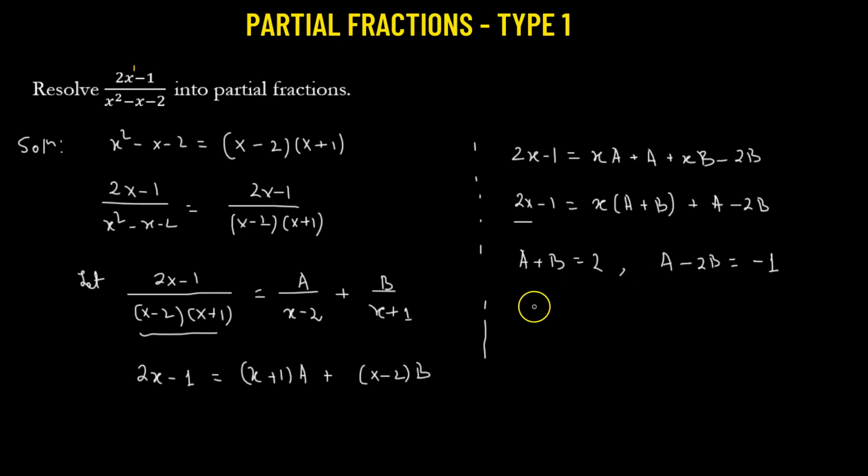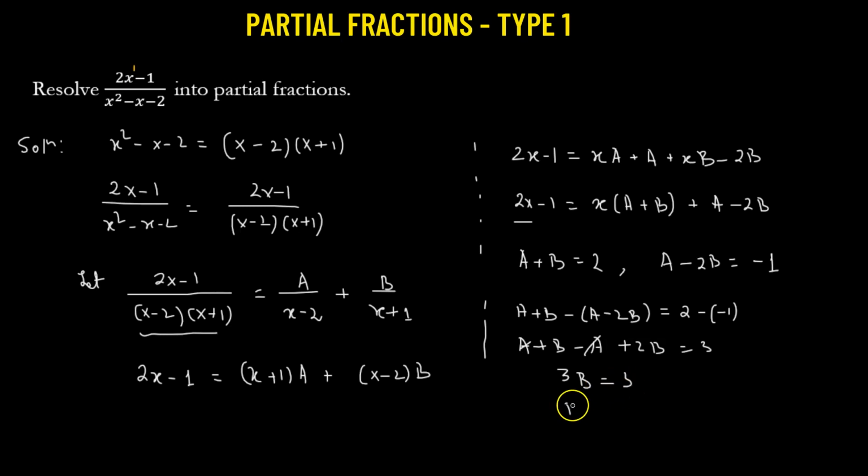So let's do that. We take the first equation, A plus B, and from it subtract the second one, A minus 2B. This will equal 2 minus negative 1. So we get A plus B minus A plus 2B, which equals 3. A and negative A cancel out, and B plus 2B is 3B. So 3B equals 3. Solving for B, we get B equals 1. Then we substitute B equals 1 in A plus B equals 2, and that gives us A equals 1.